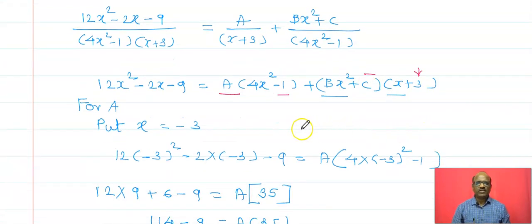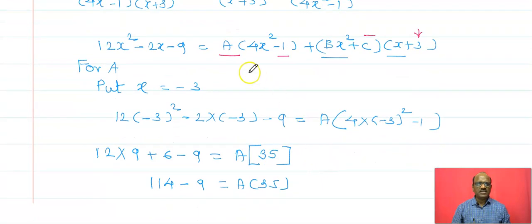Therefore, to find out the value of a and b, first of all find the value of a. Put x equals minus 3, then b will become 0. Therefore, if we substitute x equals minus 3, that's a into 12 into (minus 3) square minus 2 into minus 3 minus 9. That is a into 4 into (minus 3) square minus 1. That is a, minus 3 square will become 9.